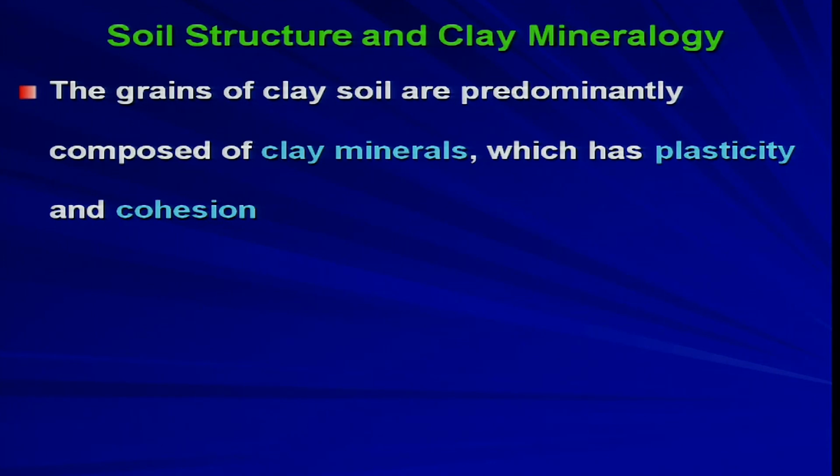The grains of clay soil are predominantly composed of clay minerals, which can be seen under an electron microscope. There are different minerals available, and those grains are made of clay minerals, which have plasticity and cohesion. So now you understand why clay soil or fine grained soil gives plasticity: because of its clay minerals.